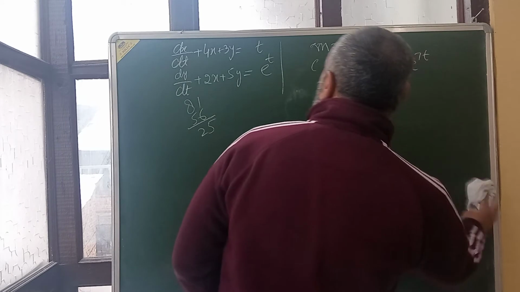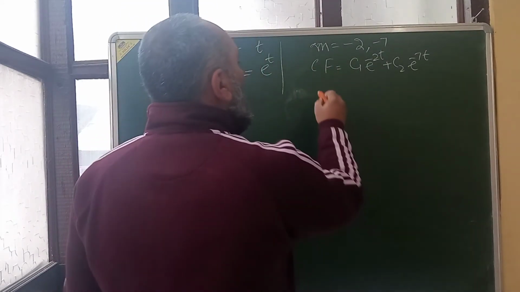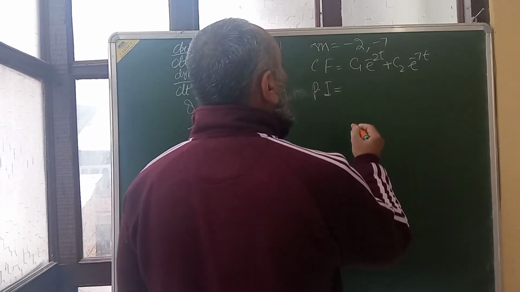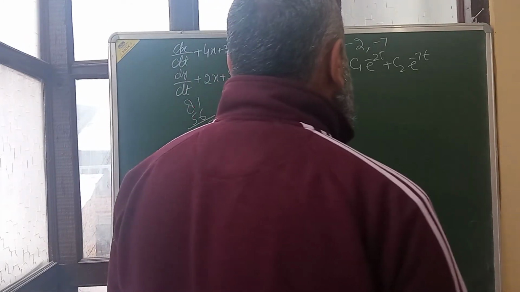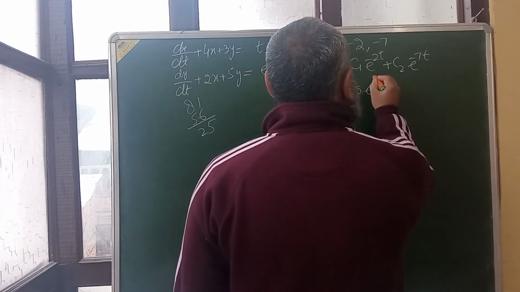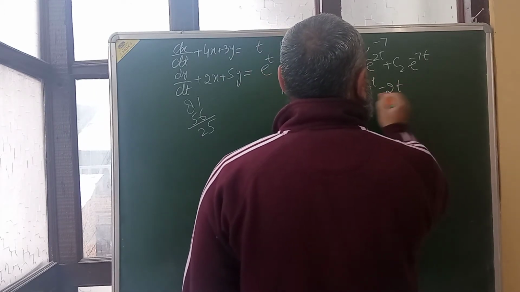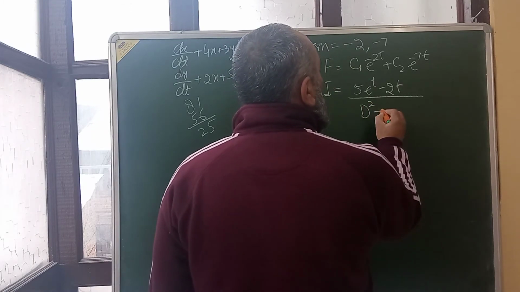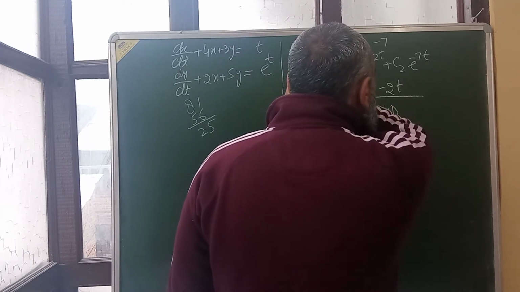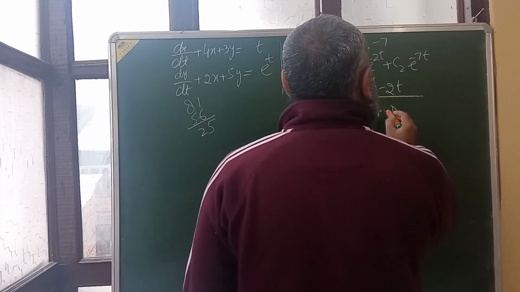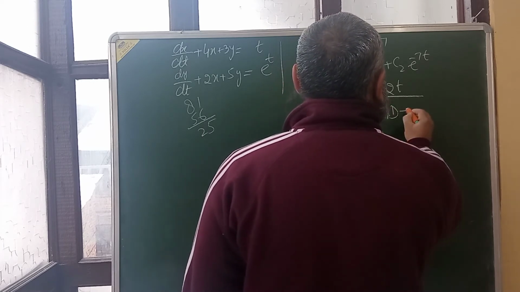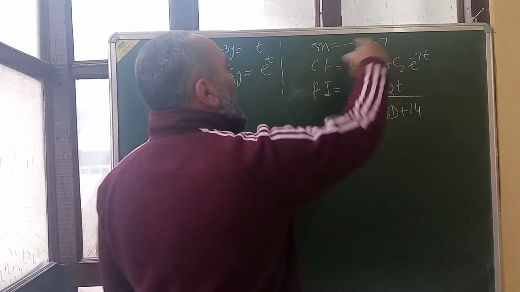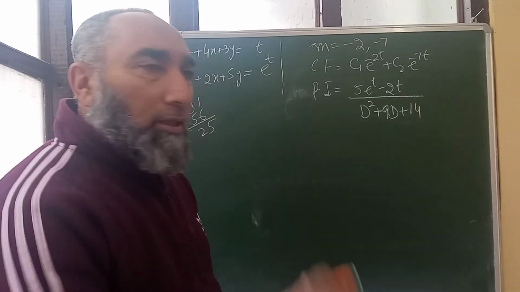Now the particular integral. Particular integral is, what was the right hand side? 5 e raised power t minus 2t, right? Divided by d square plus 9d plus 14. Okay, yes, this is it. 7 plus 2 is 9, 7 twos are 14. This is the particular integral.